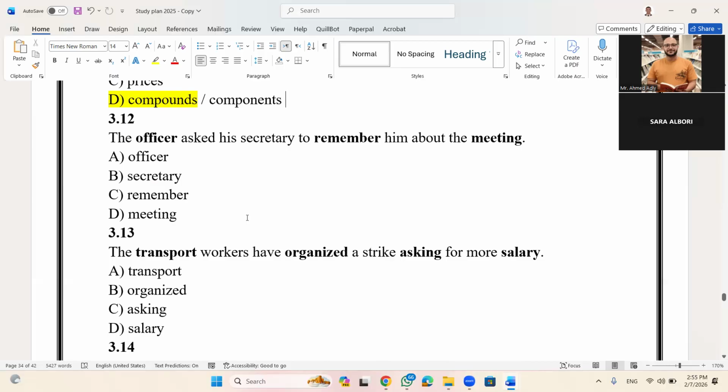The officer asks his secretary to remember him about the meeting. Which one do you go for? I think it's remember. Perfect. It should be replaced by remind. Yeah, it's okay. Remind. Right. Next.